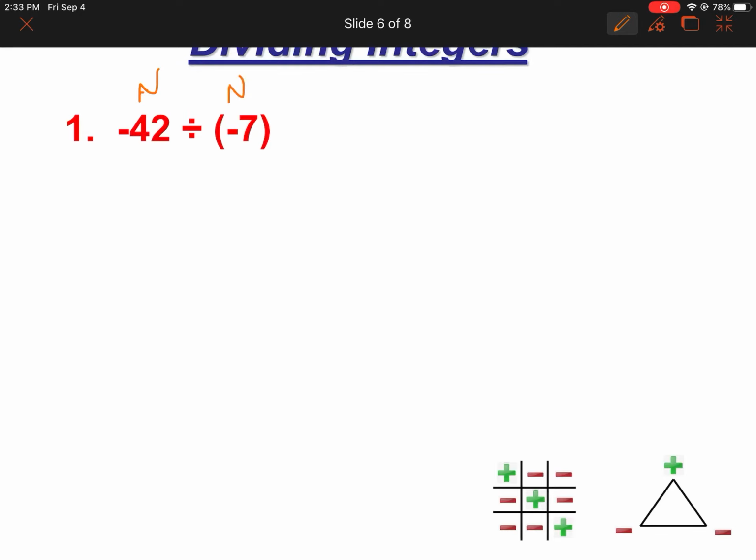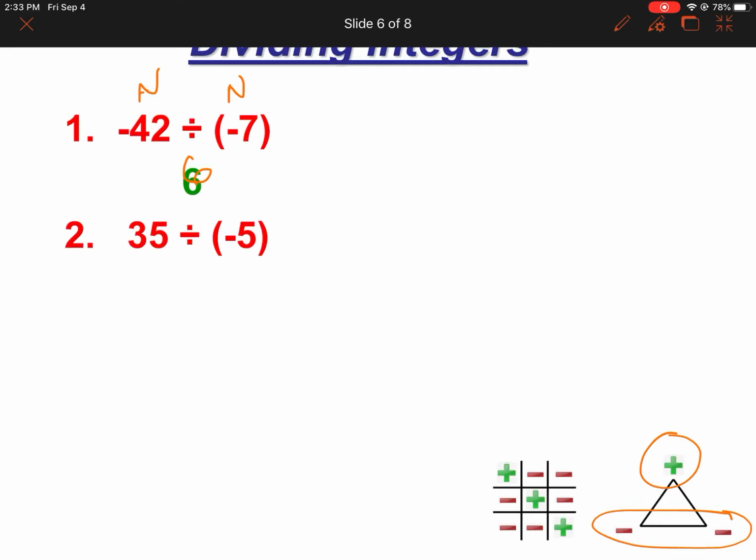We have a negative divided by a negative. So negative, negative makes the answer positive. So it's just positive 6. Okay. I guess I do have the answers coming up on this one. So we now have a positive divided by a negative. Positive divided by a negative is going to give me a negative answer. So I get negative 7 when I do 35 divided by negative 5.